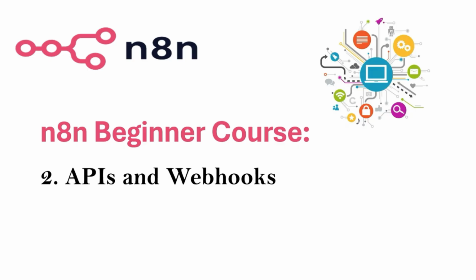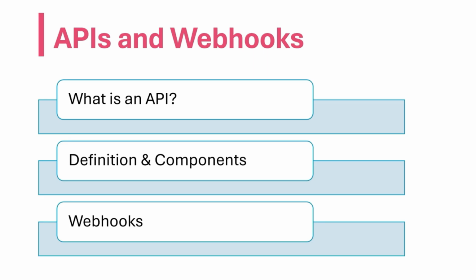In the last video, we explored the basics of automation, that is, what automation means, why it's needed, and how it helps in reducing manual work. Now, in this video, we are going to step into one of the most important parts of automation: its two main notions, APIs and webhooks. And we will understand how systems actually talk to each other behind the scenes. Here in this video, we are going to discuss what an API is, its definition and its components, and what webhooks mean.